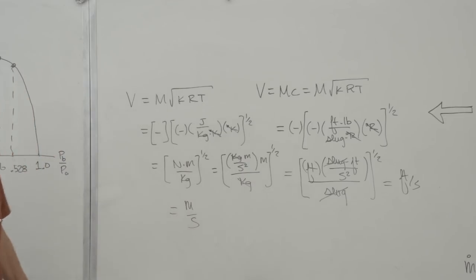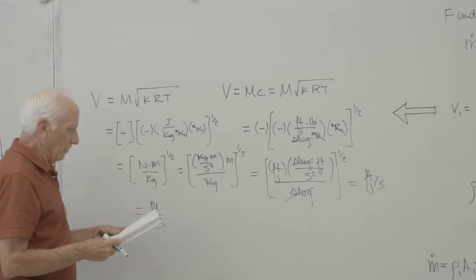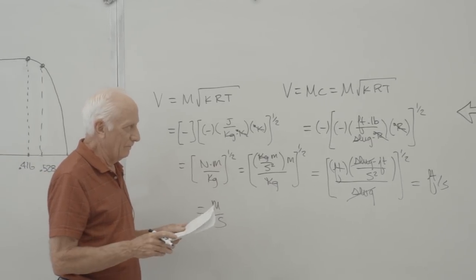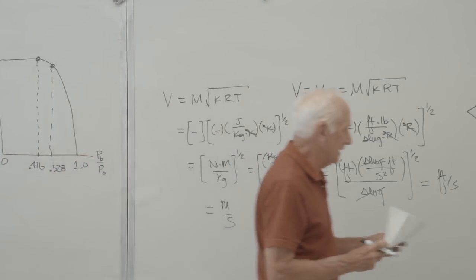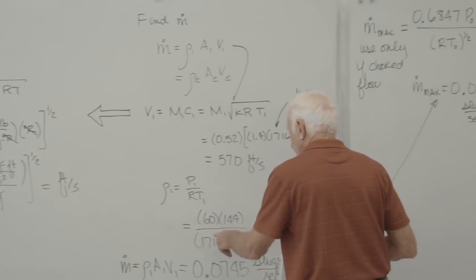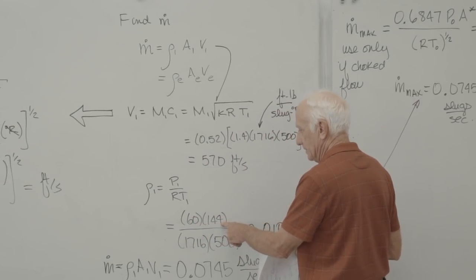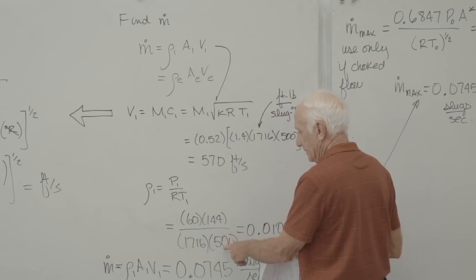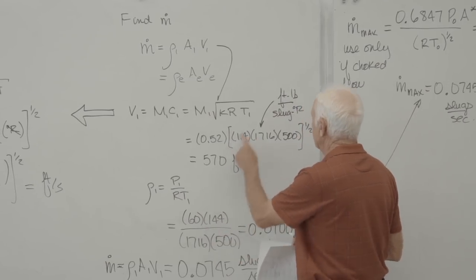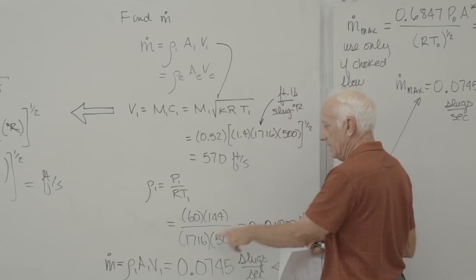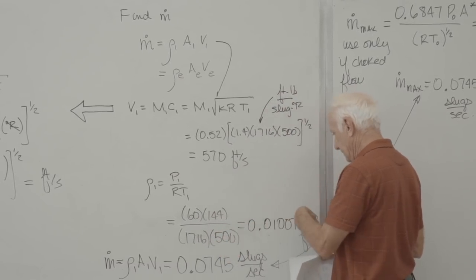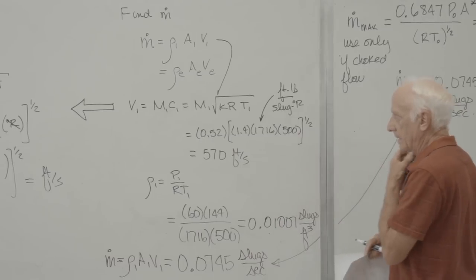Checks out in SI. So you always want to be able to do that, like here. This guy is in PSI. This converts it to pounds per square foot. This is degrees K, 1716 foot-pounds per slug degree R. It's going to come out to be slugs per cubic foot.